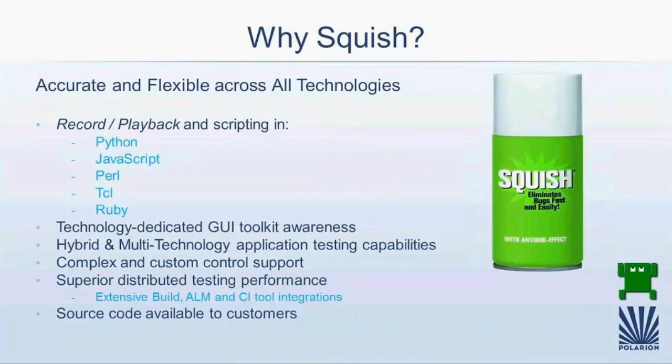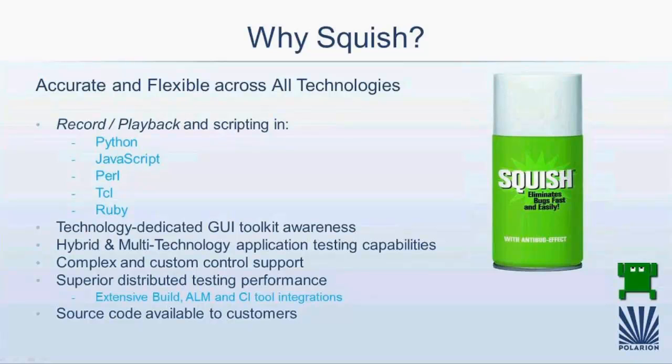Now, why choose Squish over some of the other tools? You saw how many platforms and technologies it covers. It covers those GUI toolkits by understanding the GUI, not through object character recognition or visual comparisons, but by being able to understand each of the technologies. You have record and playback functionality and scripting, and those are provided in the scripting languages listed there. So you have that flexibility, not locking you into a proprietary scripting language, as well as our ability to test hybrid or multi-technology applications. You can work with both complex and custom controls, as well as your standard control sets.